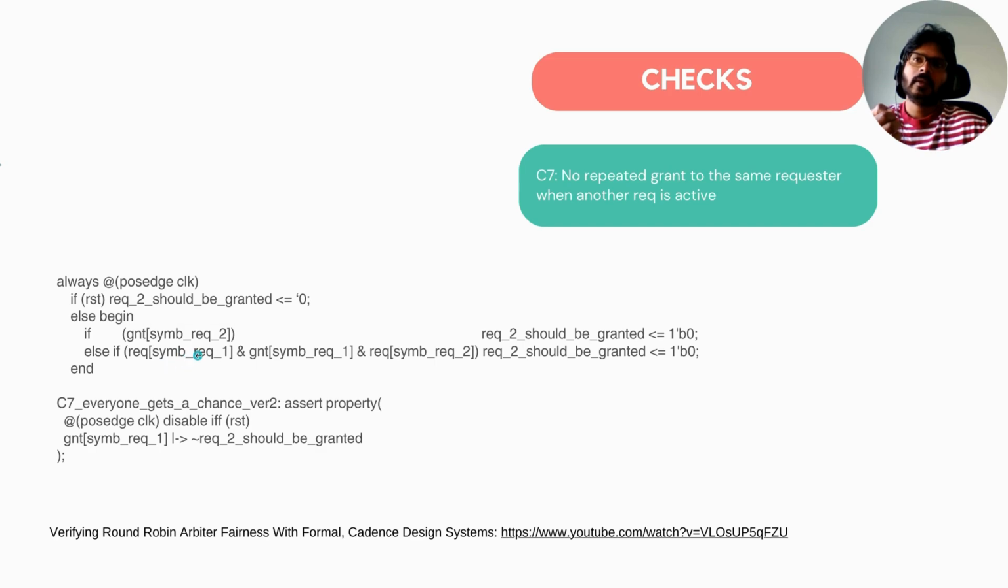Now, if there is a request from source 1, and then there is a grant for the same requester, whereas in the same cycle requester 2 is requesting, then in the next cycle request 2 should be granted. Actually, this is one tick B1, my bad. So the check is as follows: if there is a grant for requester 1, then the request 2 should be granted signal should be 0. Something to think about.